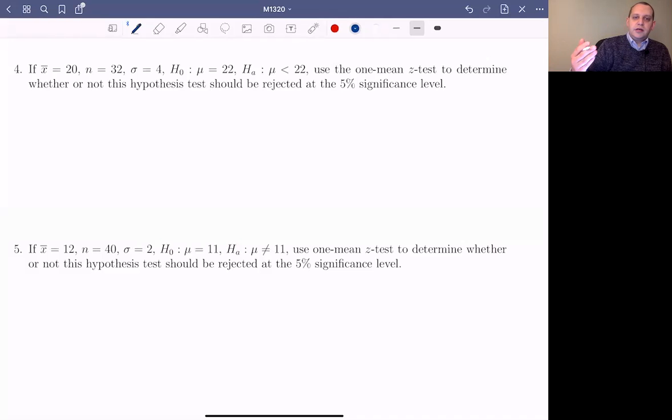So we're going to determine whether or not the null hypothesis should be rejected, where the null hypothesis is that the mean is in fact 22, and the alternative hypothesis is that the mean is less than 22. So this will just be a left-tailed hypothesis test. Given all this data, this is enough to actually go through and use our formulas.